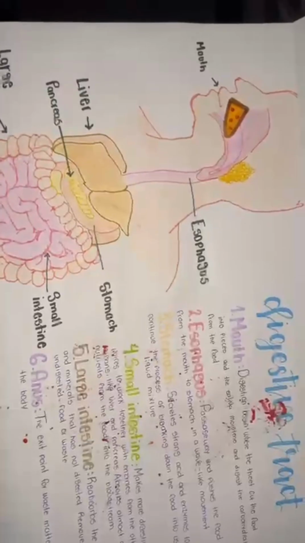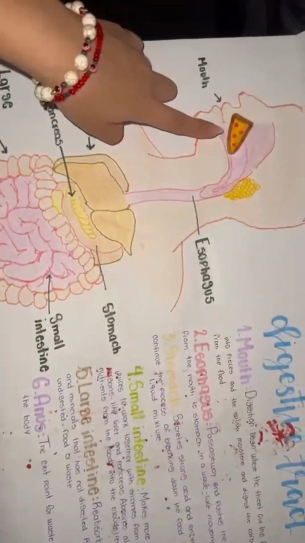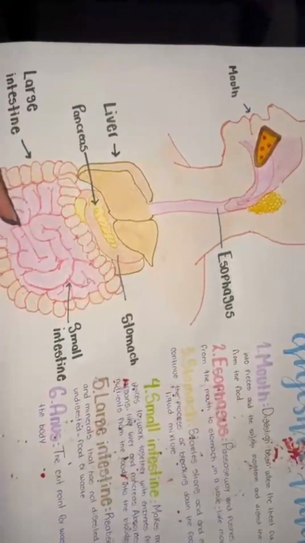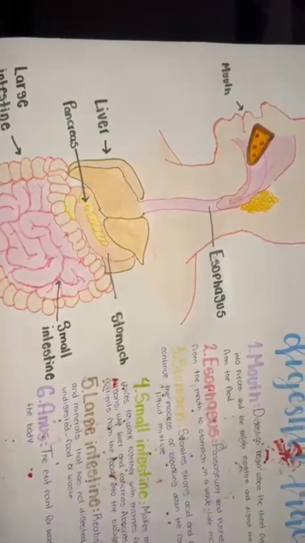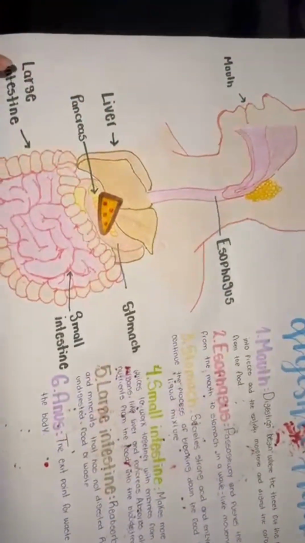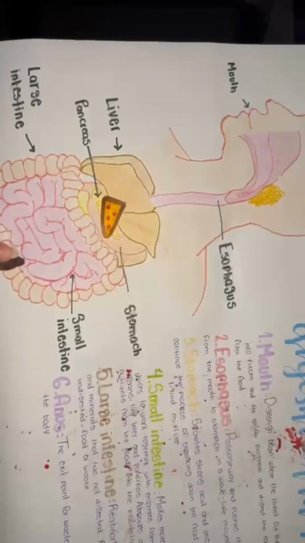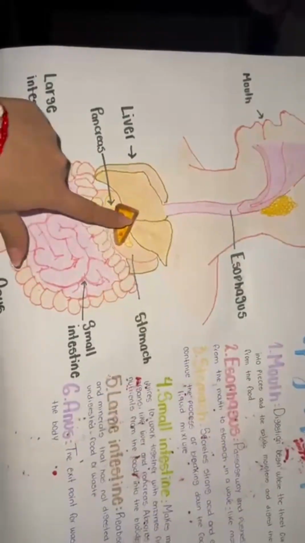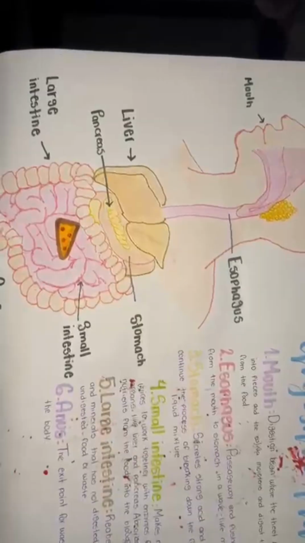So, when we eat, food enters through the mouth, where it's chewed and mixed with saliva. It then passes through the esophagus until it reaches the stomach, like this. Then, in the stomach, gastric juices break down the food and it continues to the small intestine, which is where nutrients are absorbed into the blood.